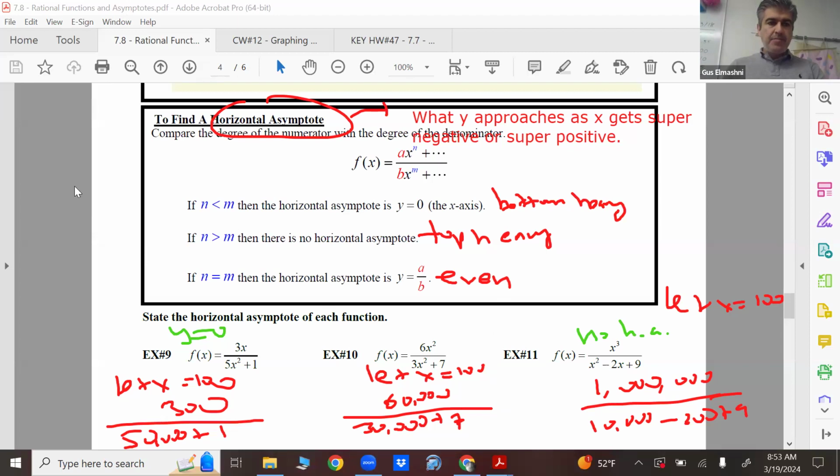Now, the thing that sucks about example 11 is that there's going to be what we call an oblique asymptote, which I talked about last Friday, but I had to gloss over it. Or we call it a slant asymptote. It looks slanted. To find these, you have to do long division.